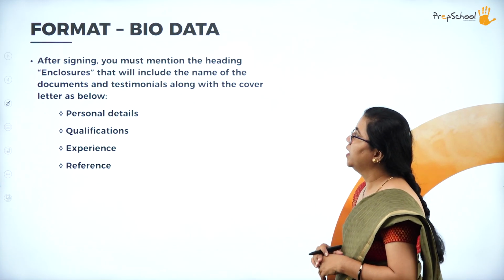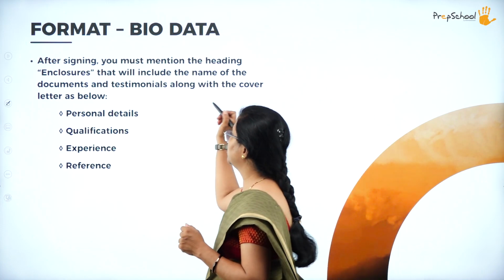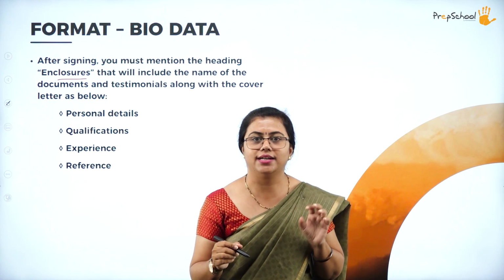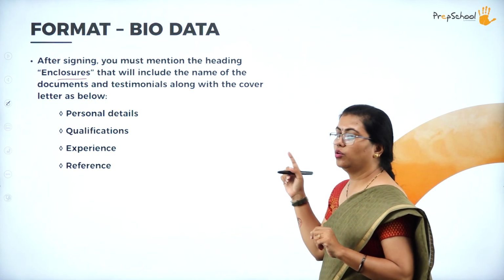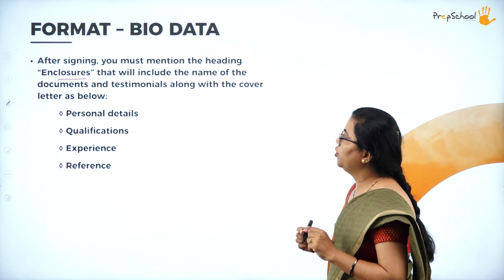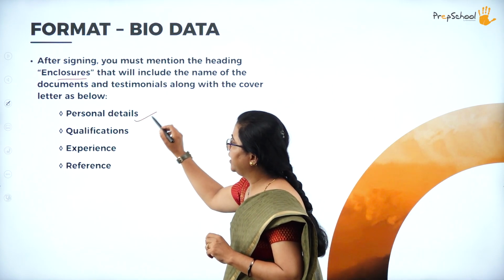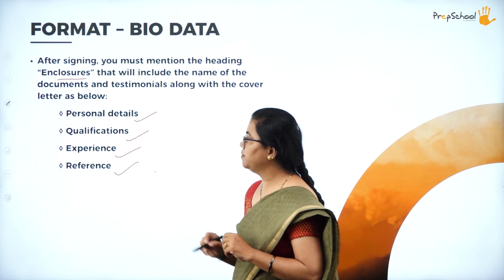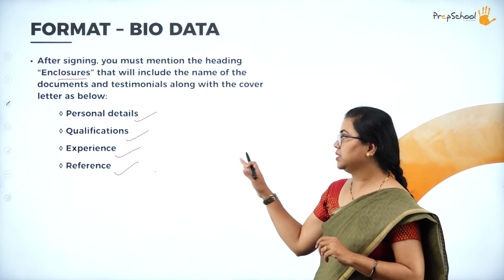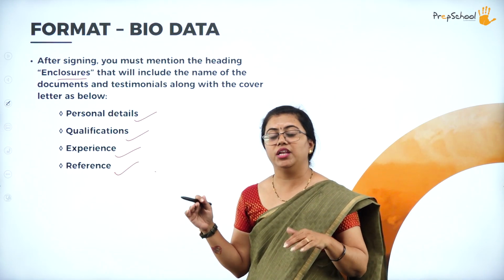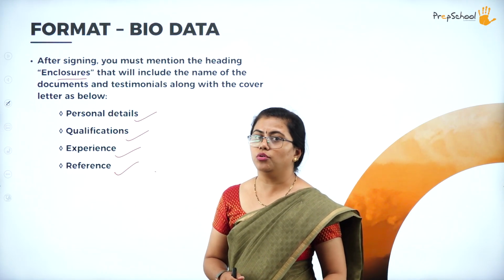Okay, so here after that signature, you need to specify that there are enclosures. You need to specify ENCL, that is enclosure, and you have to include all these documents. So what are you going to include? The biodata you are going to include, as I said. So you will have personal details there, qualification, experience and the reference. Okay, so these are the things you are going to have over there. So what all is mentioned here? We need to see a sample and then we need to understand.